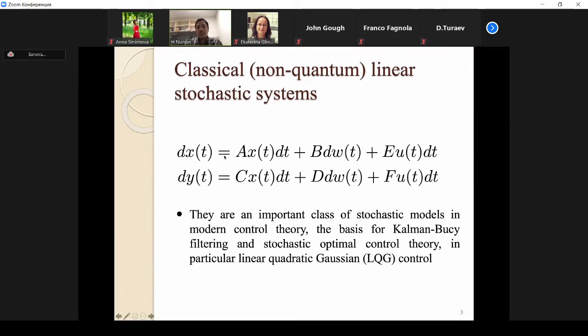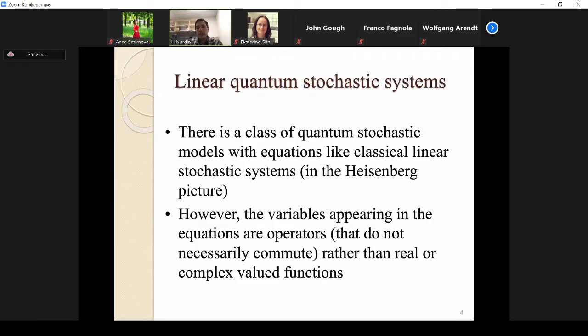So here X is the state, U is a control signal, and W here is just a Wiener process. So in this kind of equation, Y_t here is the output of the system, and U is usually a control input. So this class of models are important in modern control theory, as they form the basis for the Kalman-Bucy filtering and stochastic filtering theory, and also stochastic optimal control theory, in particular linear quadratic Gaussian or LQG control.